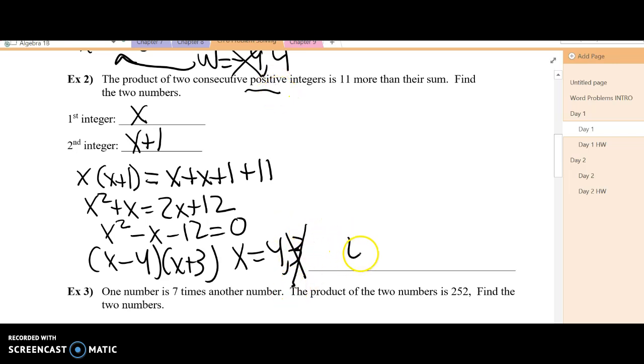So we get 4 for our first integer, and then to solve for our second integer, we have to do x plus 1. So we have 4 plus 1. Our second integer is 5.